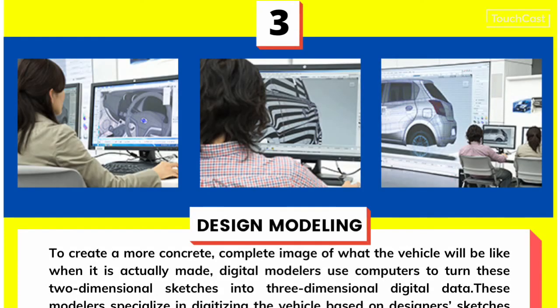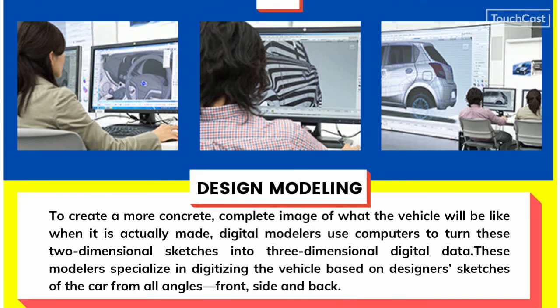The third process is design modeling. To create a more concrete, complete image of what the vehicle will be like when it is actually made, digital modelers use computers to turn these two-dimensional sketches into three-dimensional digital data. These modelers specialize in digitizing the vehicle based on designer sketches of the car from all angles, front, side, and back.